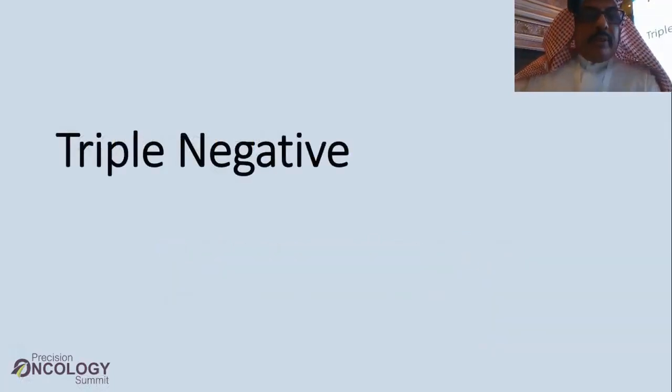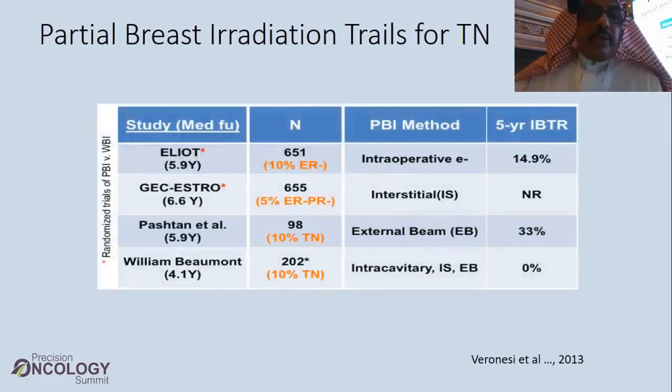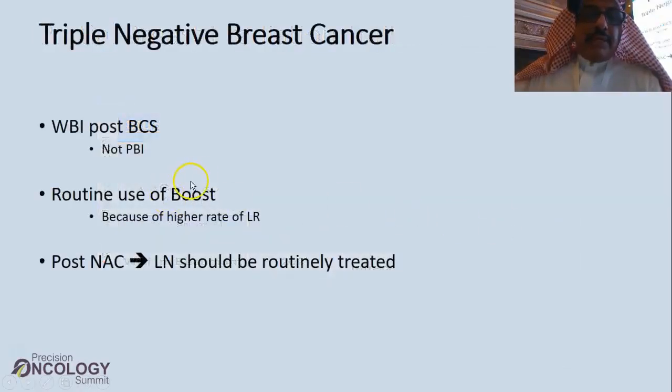So now we come to the really bad ones in terms of local control, the triple negative. Even in this group, when you look at the data of partial breast irradiation, they did a sub-analysis for the patients who had triple negative, and they found the local recurrence was high. So they are not a suitable group for partial breast irradiation. For triple negative breast cancer, you should not give partial breast irradiation. You have to do whole breast irradiation.